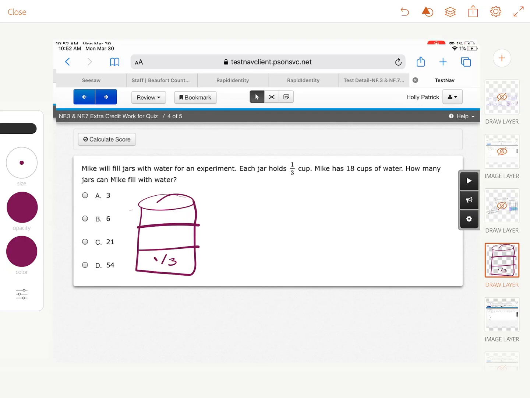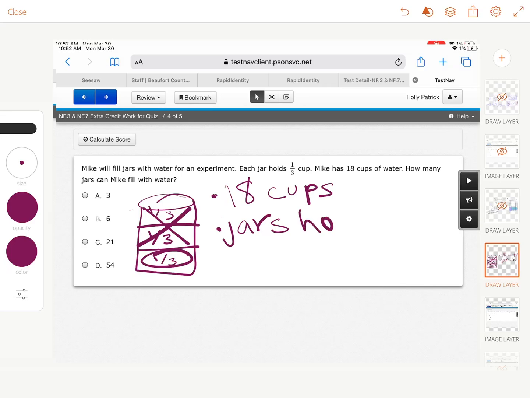So that's what I see. And it can't hold all this. It can only hold this amount, okay? And he actually has 18 cups of water. How many jars can Mike fill with water, okay? So he has 18 cups, and he has jars that hold 1/3.